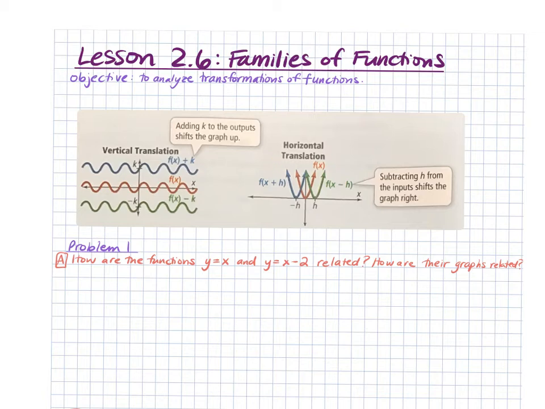A horizontal translation is going to be adding or subtracting a number from the x before you put it into the function. I know you think adding something would move it to the right, but in fact, adding a number moves it to the left because it's the number you can plug in here to make 0. So if a number was added to the x before it goes into the function, it moves left that many, and if a number is subtracted from the x before it goes into the function, it shifts to the right. That's called a horizontal translation.